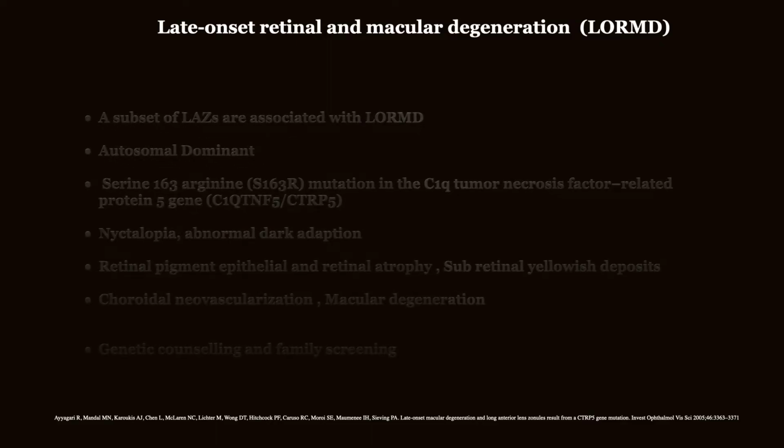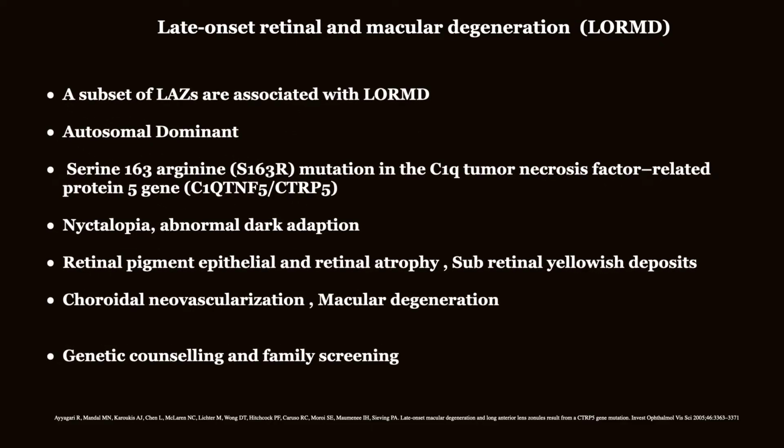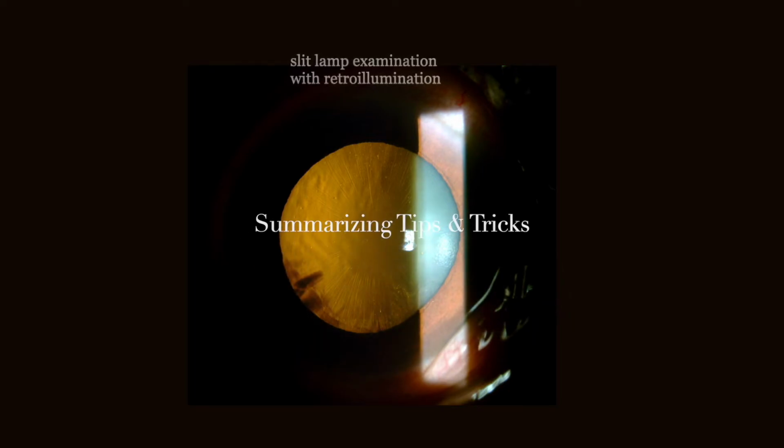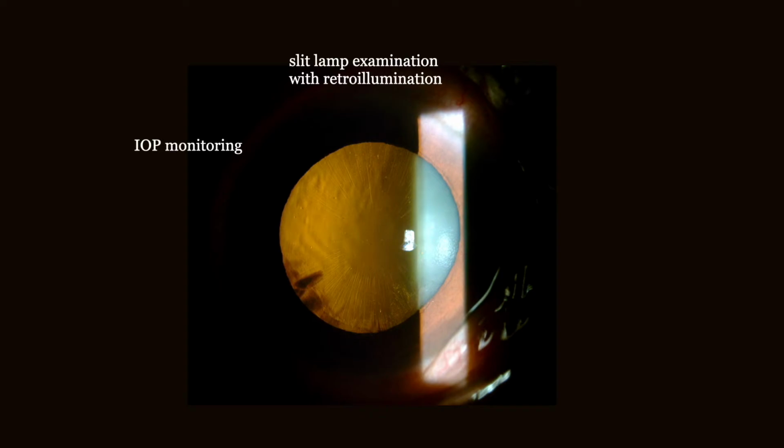A subset of LAZ eyes are associated with late onset retinal and macular degeneration. They require genetic counseling and family screening. Retroillumination helps in identifying long anterior zonules. These eyes require intraocular pressure monitoring, gonioscopy, and ultrasound biomicroscopy for the pathophysiology of angle closure.